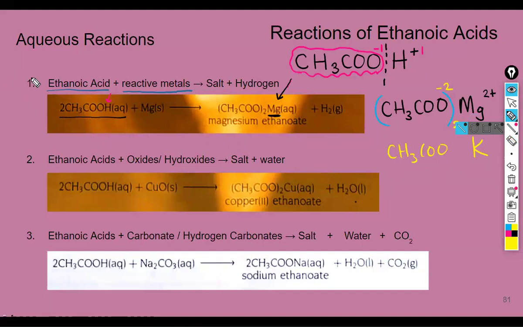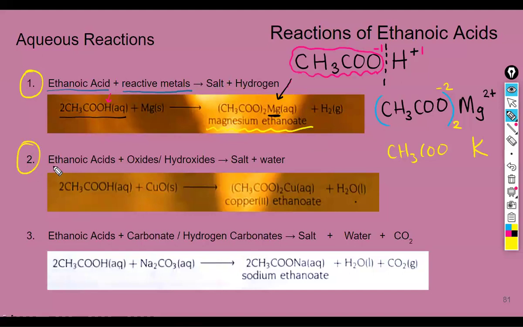All right, so you have to memorize this general structure. An ethanoic acid plus a reactive metal will give you salt and hydrogen. The name of this salt is magnesium ethanoate. And we all know salts end with -ate, A-T-E. So that's a common ending for salts.